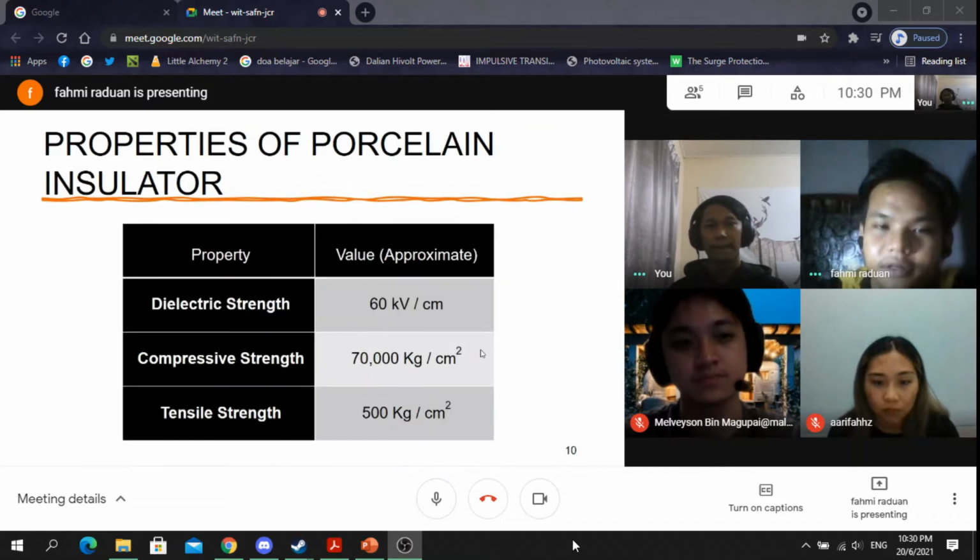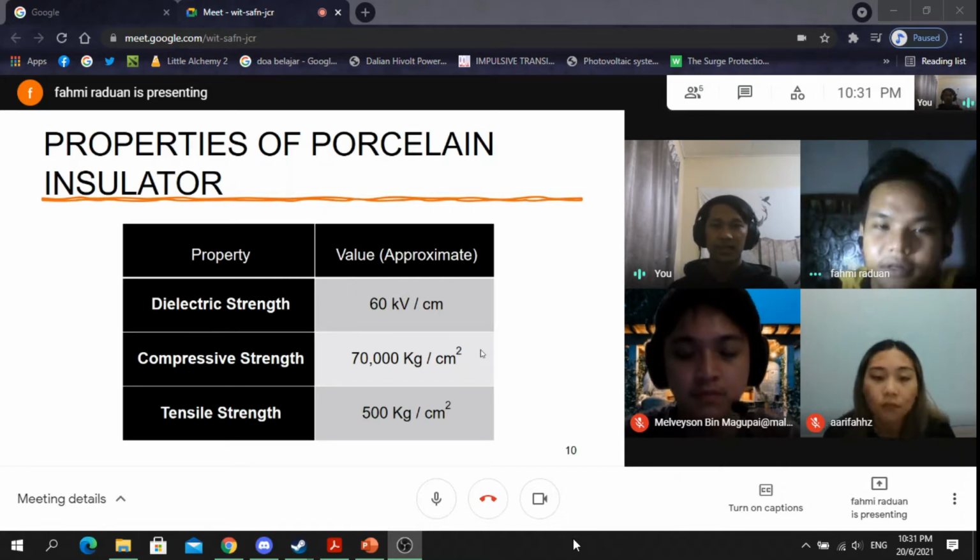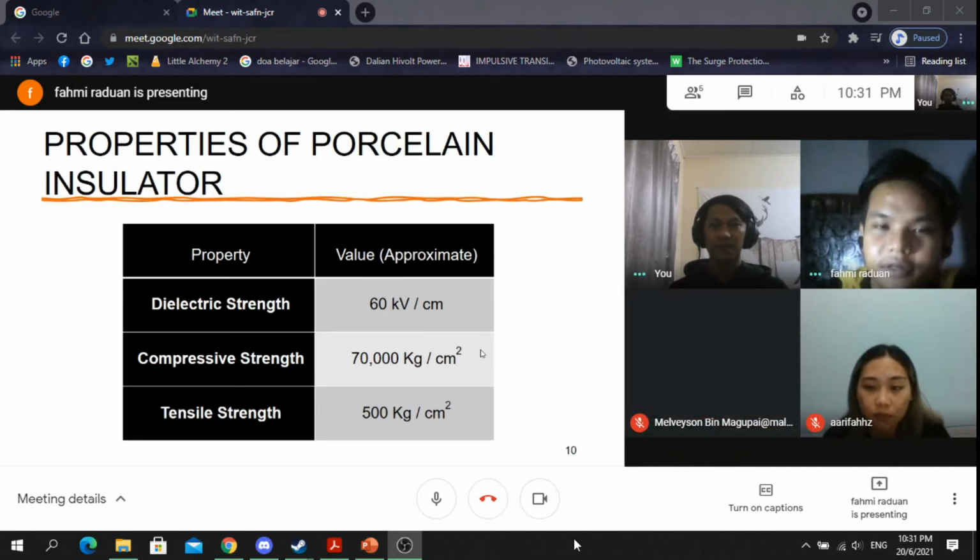Next. So these are the properties of porcelain insulator. The dielectric strength is 63 kilovolt per cm. Compressive strength is 70,000 kilogram per cm square. Tensile strength is 500 kilogram per cm square. Next.